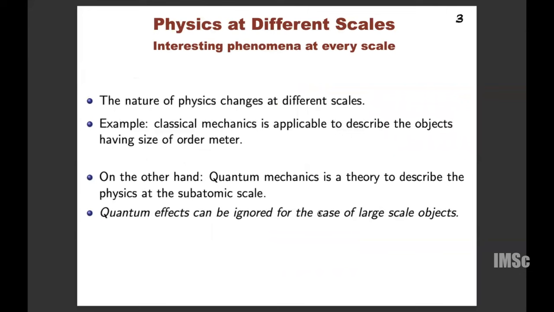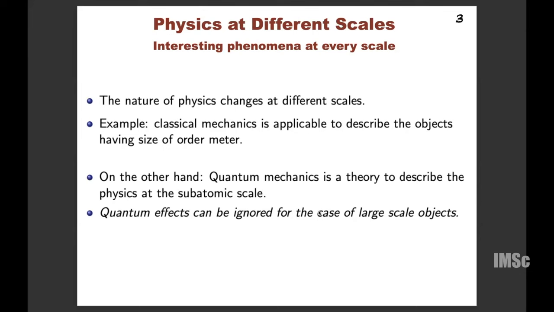So one interesting fact is that at any scale we have some interesting phenomena, some interesting physics, and the description of physics at different scales is not the same. So at different scales we might need different laws of nature or different theories to explain the phenomena. For instance, this is a very simple example of classical versus quantum mechanics. You can use classical mechanics in ordinary day-to-day life, which is perfectly fine.